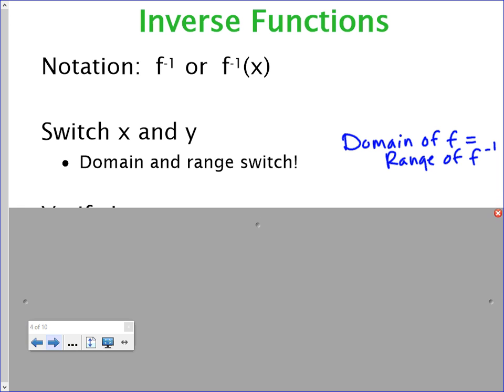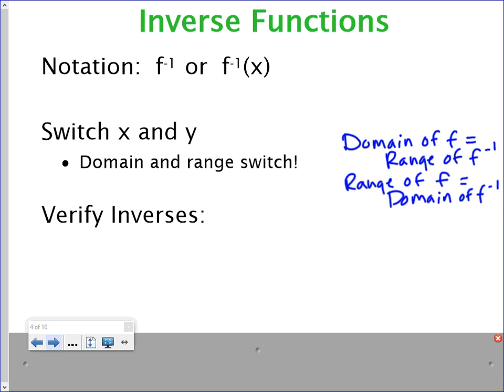And vice versa, the range of f is the domain of f inverse. So we're going to be asked to find the domain and range of our inverse functions and then also our original functions. They should be the same two intervals in this case, not like the compositions where we could have different ones, but they will be the same and they'll just be switched. Okay, because all we're doing is switching x and y.